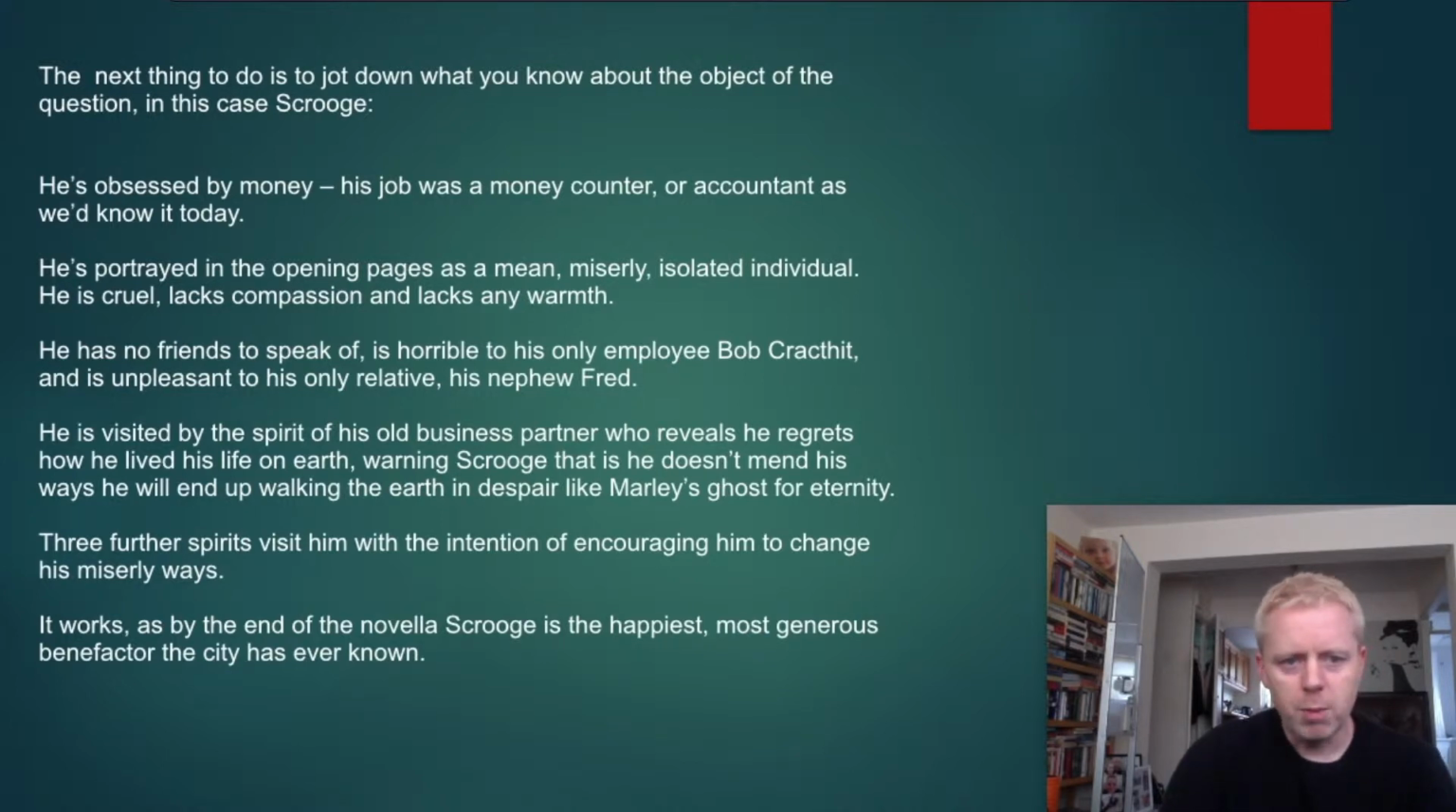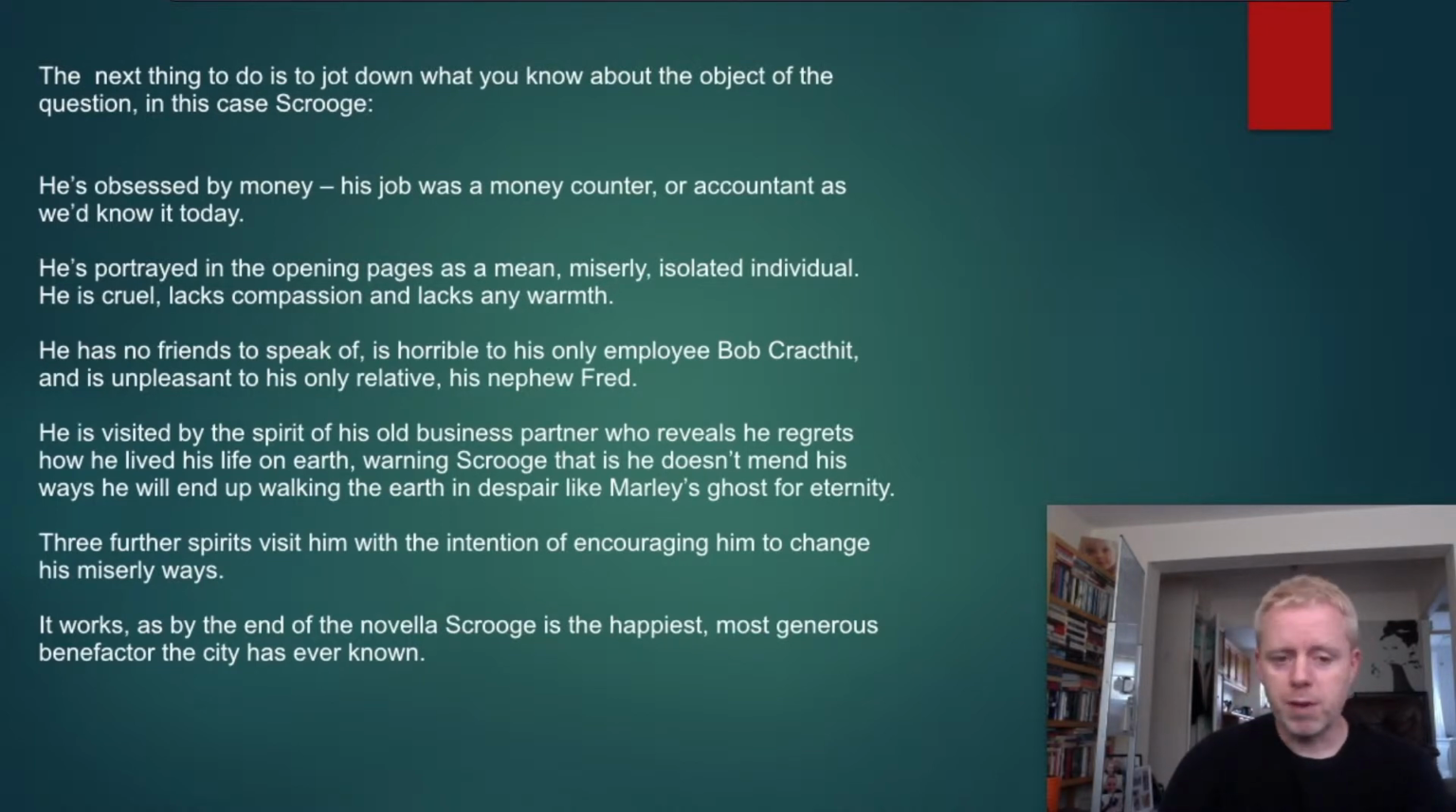So here are some observations I've casually jotted down. He's obsessed by money. His job was a money counter, or accountant as we know it today. He's portrayed in the opening pages as a mean, miserly, isolated individual. He is cruel, lacks compassion and lacks any warmth. He has no friends to speak of, is horrible to his only employee, Bob Cratchit, and is unpleasant to his only relative, his nephew, Fred. He is visited by the spirit of his old business partner, who reveals he regrets how he lived his life on earth, which was in a similar way to Scrooge, warning Scrooge that if he doesn't mend his ways, he will end up walking the earth in despair like Marley's ghost for all eternity.